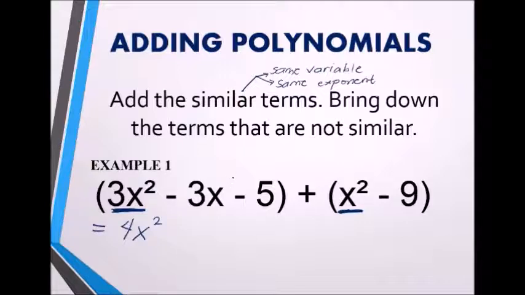We have degree of 1. Dahil itong negative 3x, mapapansin nyo, wala naman siyang kaparehas or kasimilar sa same polynomial. Wala din po dun sa second polynomial. So, if that's the case, all you have to do is to bring it down. Kumbaga dala niya tong sign niya dito.